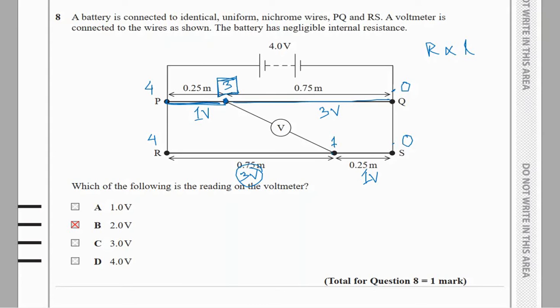So when you connect a voltmeter at this point and this point, look at this everybody. This point the potential is 3, and at this point the potential is 1. So what does a voltmeter measure? A voltmeter always measures the potential difference between 2 points. One of the points has a potential of 3, the other one has a potential of 1. So what's the difference between 3 and 1? Answer is 2.